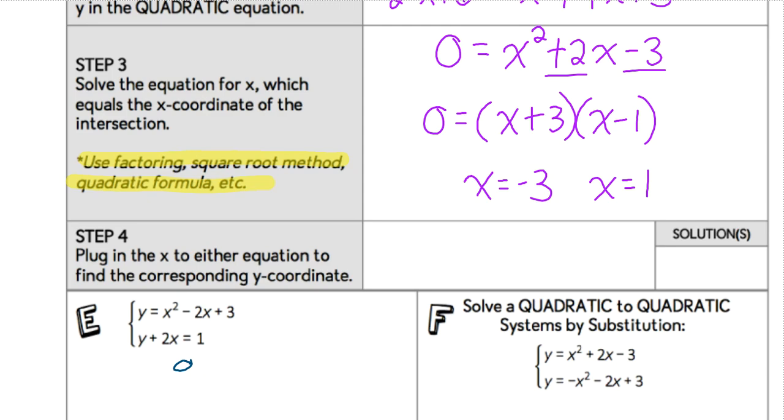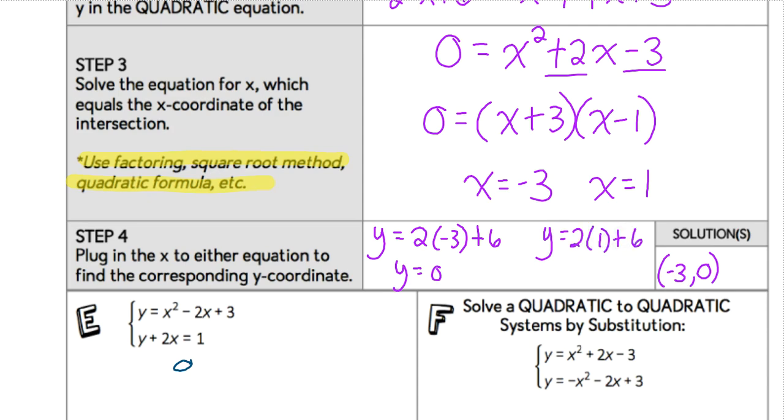So I'm going to start with my linear equation by plugging in the negative 3 for x. So that would be 2 times negative 3 plus 6. And that would get me that y equals 0. So my first solution is that when I have negative 3, I get 0. My second solution is 2 times 1 plus 6, which would be y equals 8. So I have 1, 8 as my other solution.